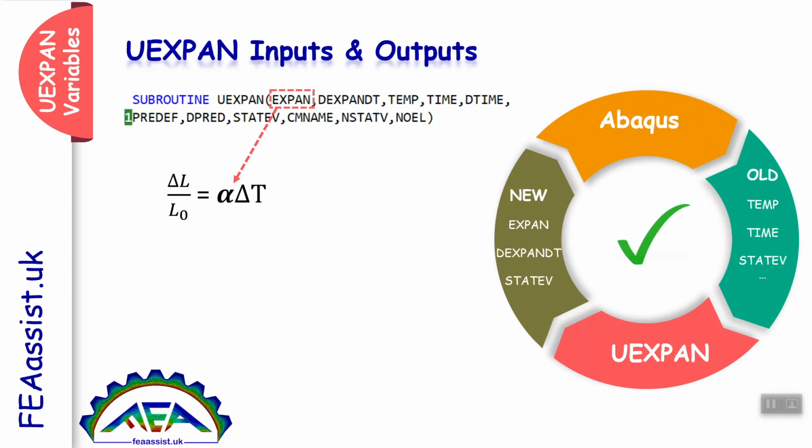Actually, delta L per L0, which is the normalized length increase, equals the thermal expansion coefficient alpha multiplied by delta T, which is the temperature increase. This alpha should be defined in this subroutine.